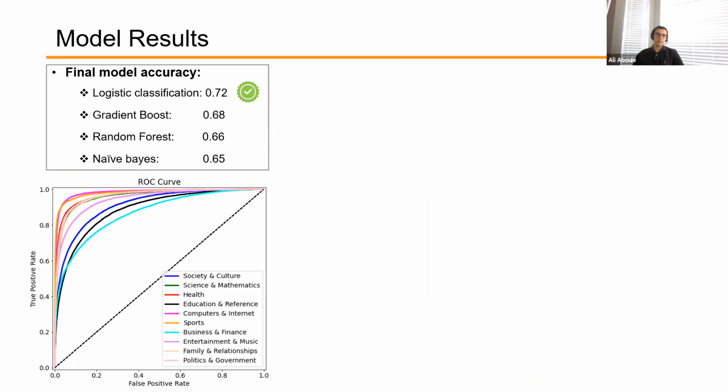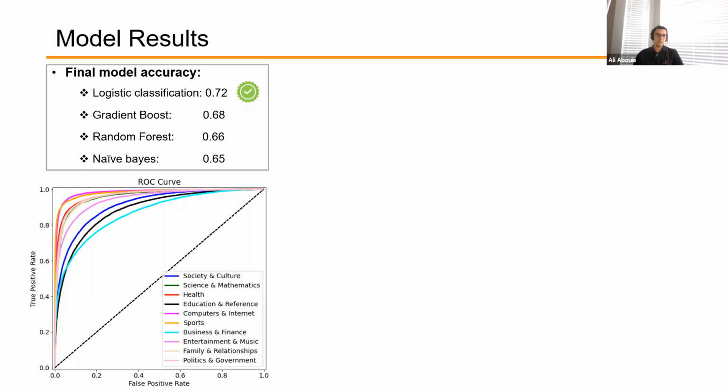In this slide, you can see the results of those 4 classification models. As you can see, logistic classification has the highest score of 0.72. And I have to mention that there is a publication by Yahoo and they got the accuracy of 0.68. So we got relatively good results with logistic classification in this case.